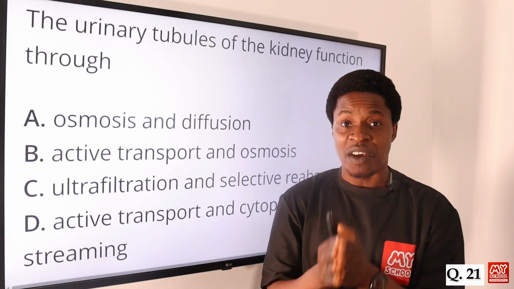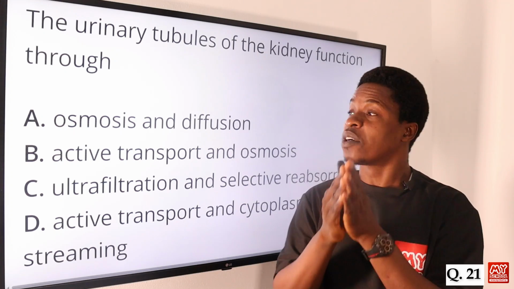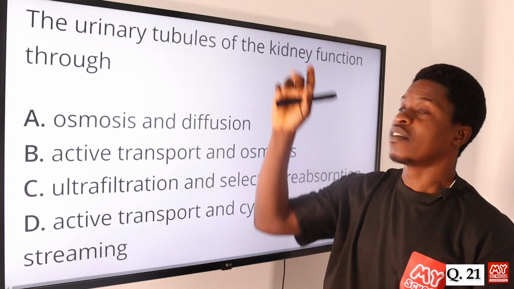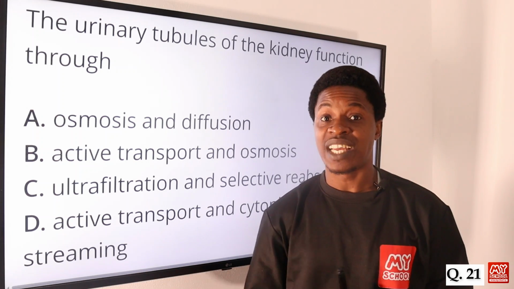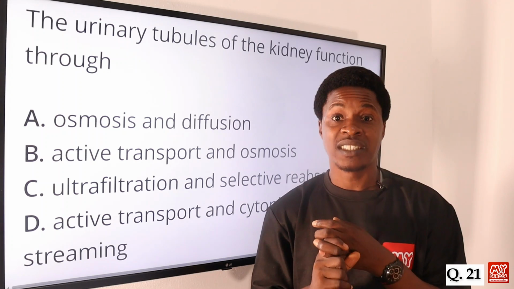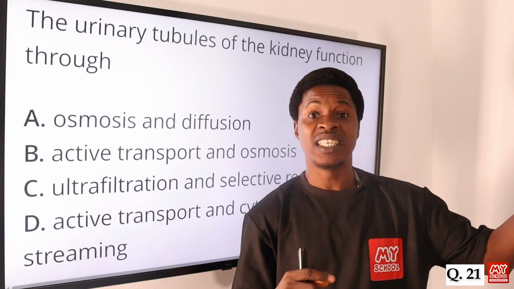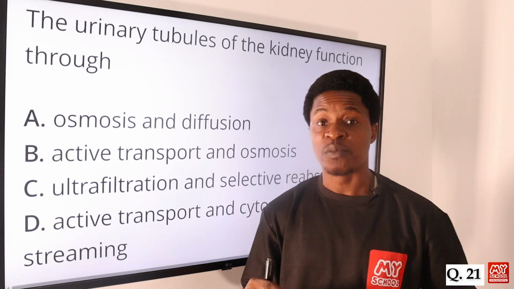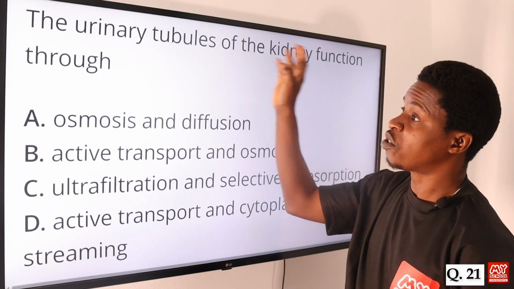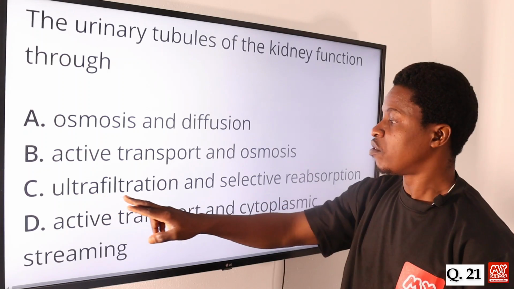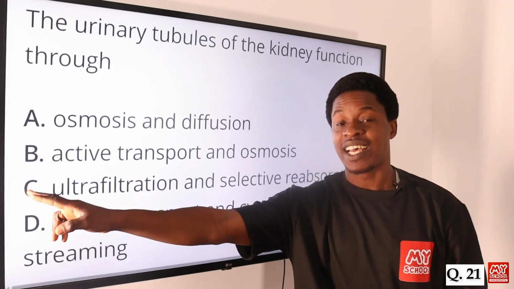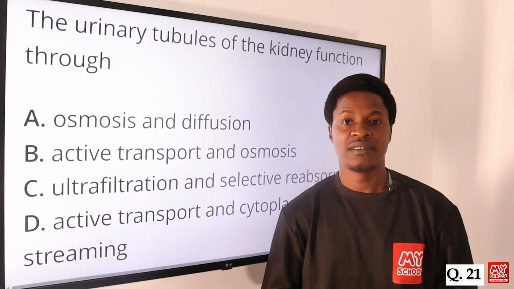So the ultrafiltration and selective reabsorption actually take place in the urinary tubules of the kidney. That is the function of it, and that is what we talk about: the glomerulus, then the Bowman capsule, before we begin to talk about the loop of Henle, the convoluted tubules, and so on. So the urinary tubules of the kidney function through ultrafiltration and selective reabsorption. The correct answer is option C.